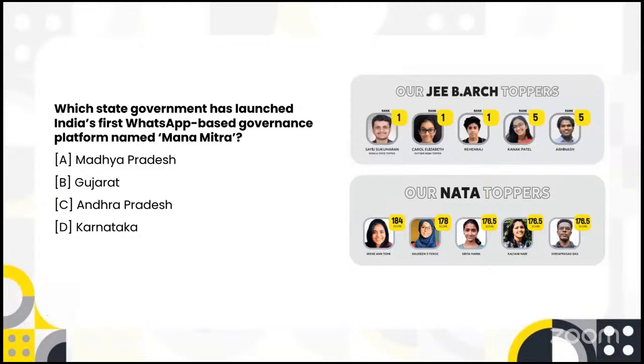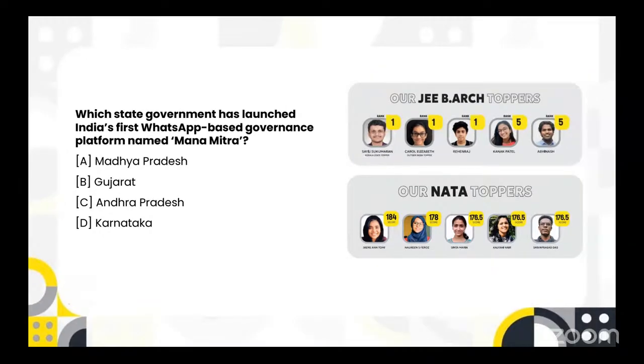Which state government has launched India's first WhatsApp-based governance platform, Manamitra? Okay, a WhatsApp-based governance platform named Manamitra. So, Madhya Pradesh, Gujarat, Andhra Pradesh, Karnataka. The correct answer is Andhra Pradesh. Andhra Pradesh has recently launched Manamitra. It is India's first WhatsApp-based governance platform.